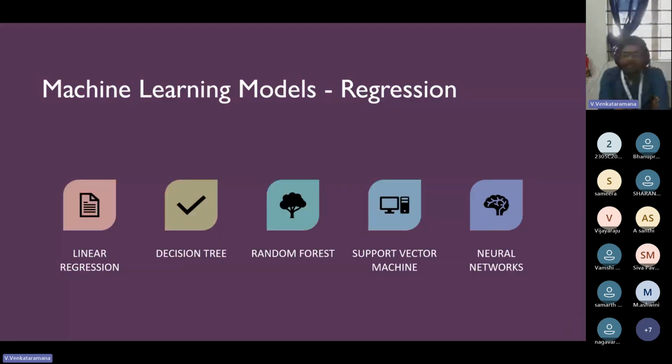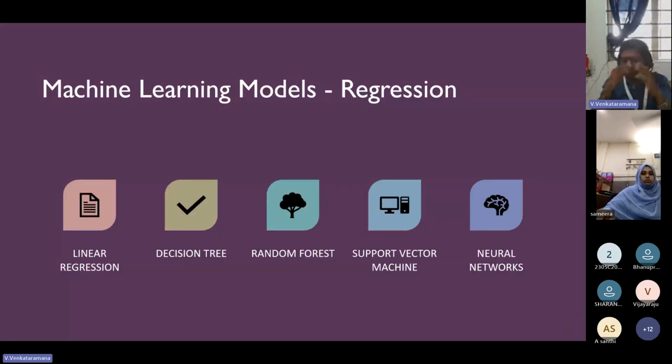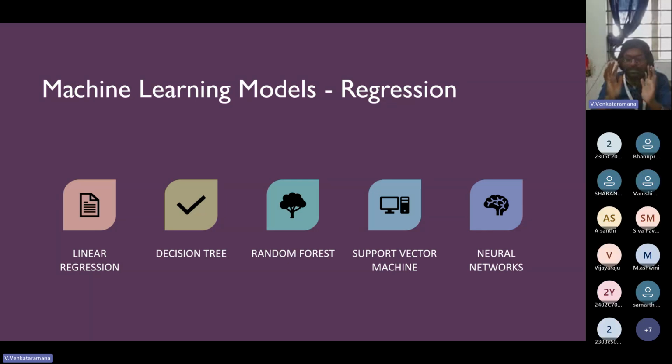So now we will discuss a few machine learning models that are available to solve the different types of real-time problems. First, we will see what are the different types of machine learning models available to solve the regression problem. In the previous session, we discussed the comparison between the regression problem, binary classification, categorical classification, and the clustering problems.